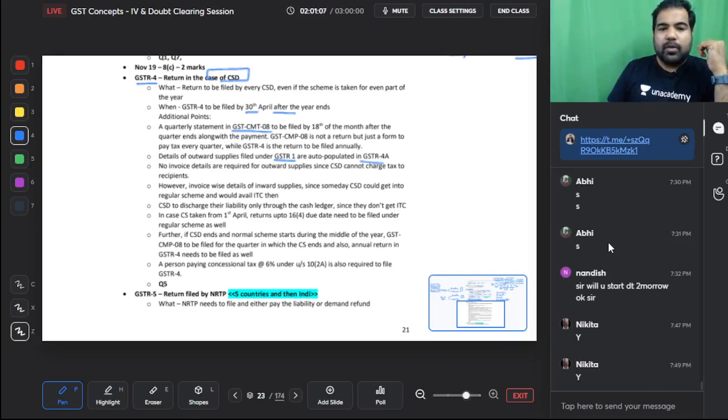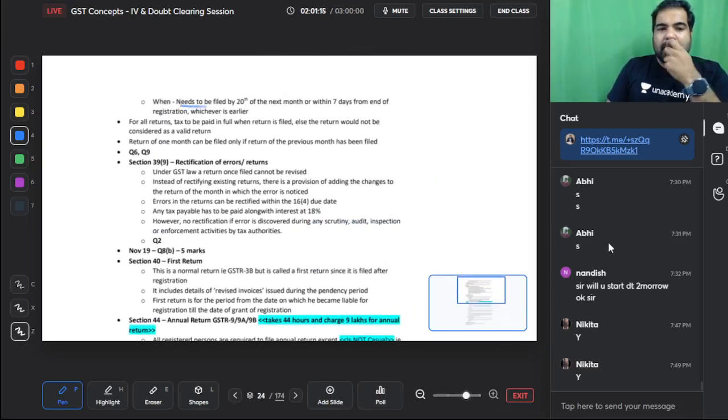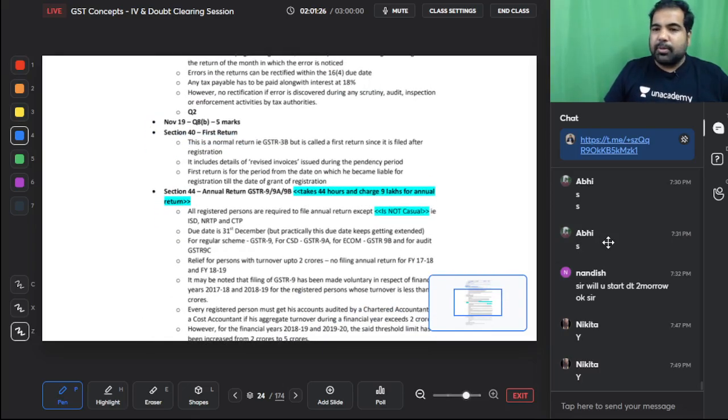Okay. GSTR 5 is non-resident taxable person, 5 countries. Next, it has to be filed by 20th of next month or within 7 days from the expiry of registration. Next, 39.9 defective returns, rectifying. You can rectify the returns, yes, but if there is any GST to be paid, you'll have to pay it with interest. Section 40 is first return, nothing important, but this is very important, annual return.